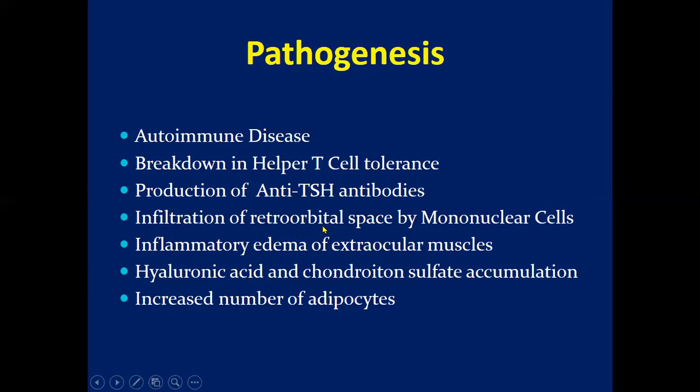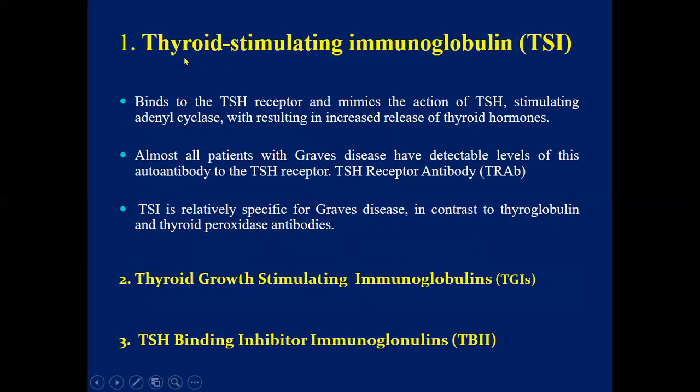Then there is infiltration of the retroorbital space by mononuclear cells, as you saw in the picture. There is edema of the extraocular muscles, so it looks like bulging of the eyes. Then there is deposition of hyaluronic acid and chondroitin sulfate accumulation around the eye, and there is an increased number of adipocytes in the ophthalmopathy. The thyroid stimulating immunoglobulins bind to the TSH receptor and mimic the action of TSH, stimulating adenyl cyclase, resulting in increased release of thyroid hormone.